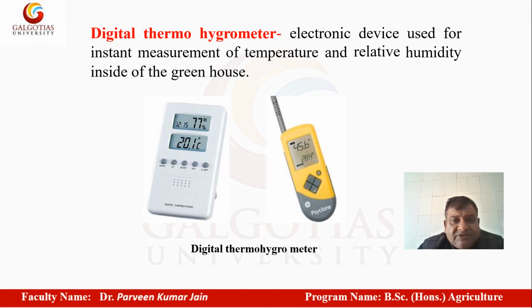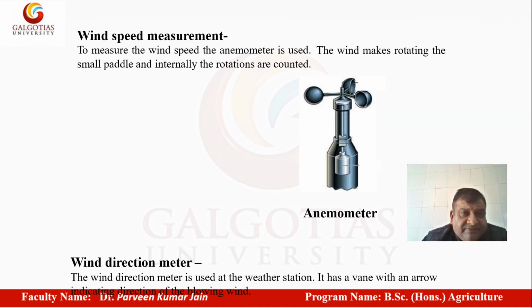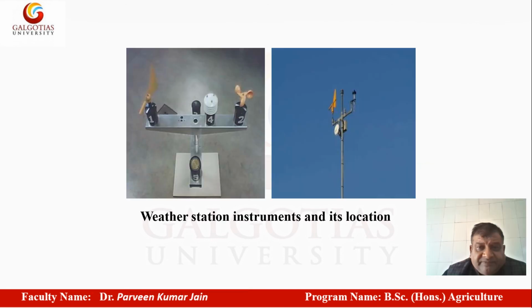Digital thermometers are also used these days. These are very popular, and they can also be used for measuring the temperature of the polyhouses. The carbon dioxide concentration can also be measured. The wind velocity can be measured with anemometers, and the wind direction with cup anemometers.